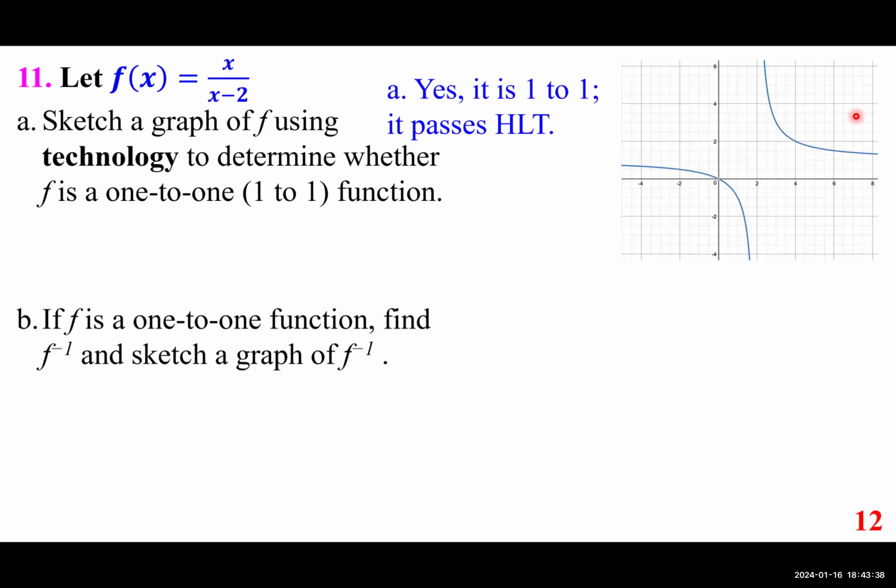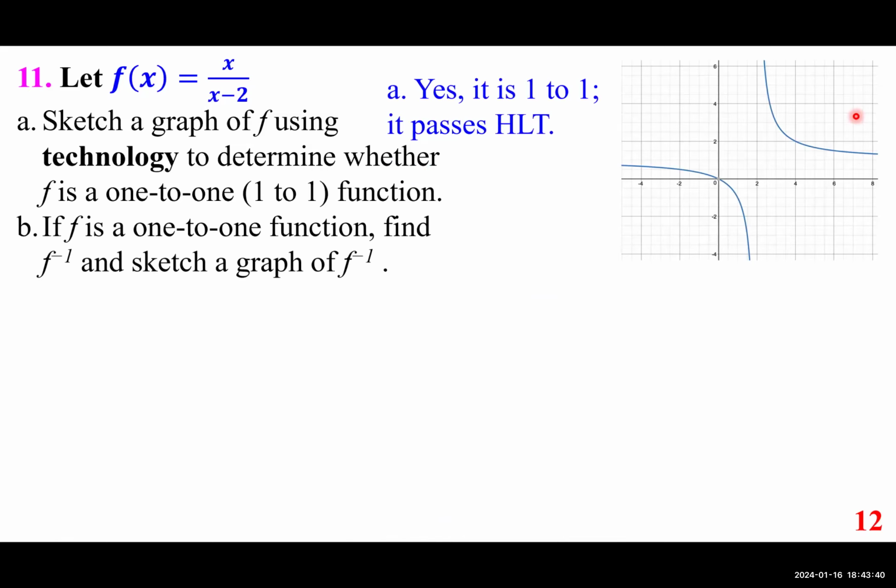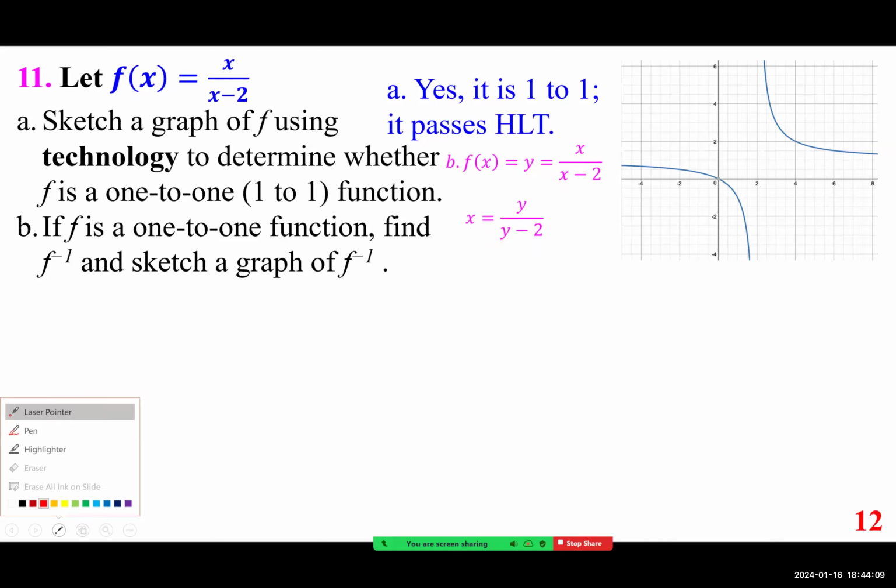Now, if you have a one-to-one function, find f inverse and sketch a graph of f inverse. So let's go through the process. And so we're going to call this y to make life easy. We are going to interchange x and y. So this becomes x, this becomes y, this becomes y. This is how we find the inverse. And again, at this point, we do have the inverse. However, remember, we solve for y. To do so, we are going to do the following.